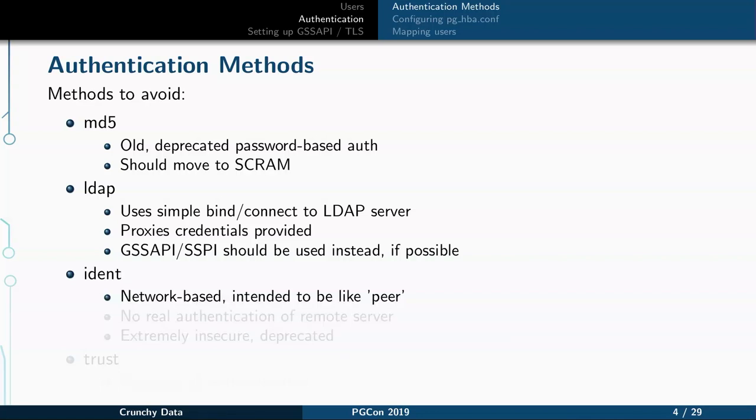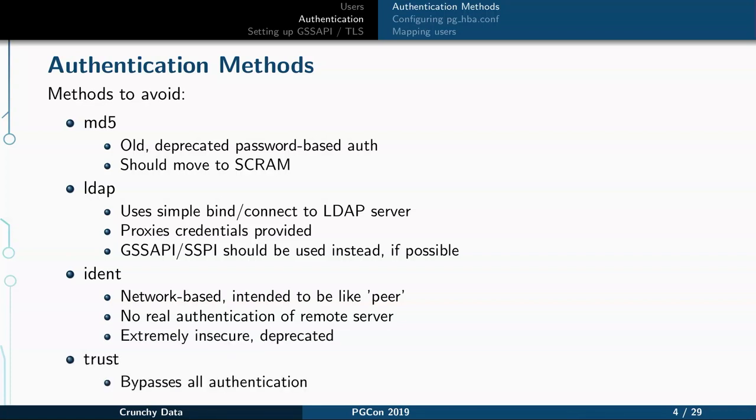IDENT is this network-based thing that's like peer, but it was never authenticated, so it's no good. Trust basically means bypass all authentication. And so if you're running with trust, it means you really just don't care, right? Previous slide was kind of acceptable. This slide is don't use.